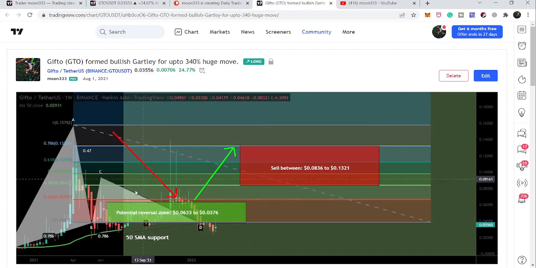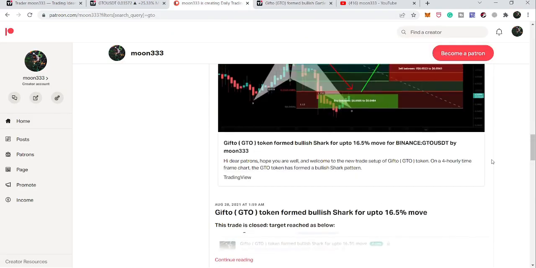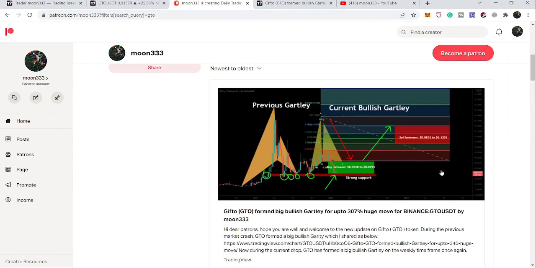Now during this move to the upside, to the downside, and to the upside, and now the price line again moved down, it has formed another harmonic bullish reversal guardrail move that I shared with my members recently. Let me just show you that move as well. And this is the newly formed guardrail move.